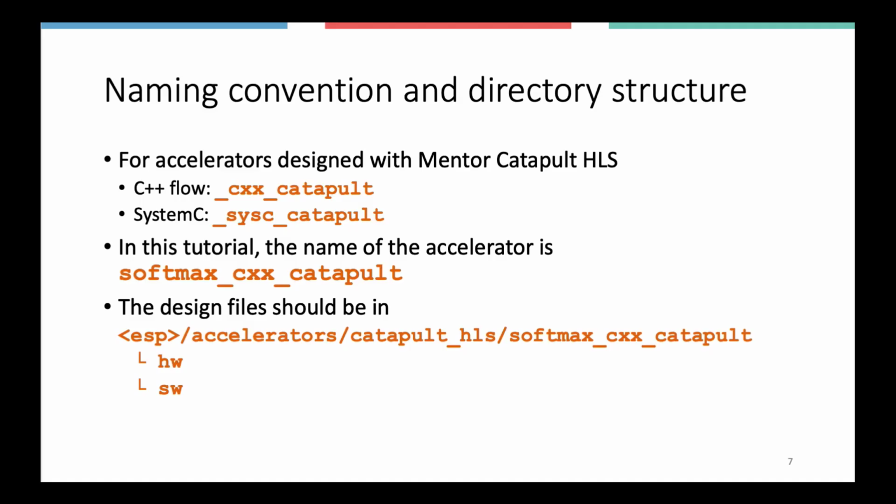We adopt some naming convention for accelerators that we design with Catapult HLS. We use the _CXX_catapult suffix for the accelerator for the HLS C++ flow. We will use the _sysc_catapult suffix for the SystemC accelerator. The name of the accelerator for this tutorial in particular is Softmax_CXX_catapult. If you have correctly uncompressed the tutorial material, the files for the HLS project and the software application will be in the directories hardware and software.